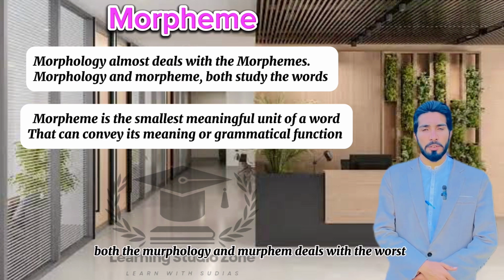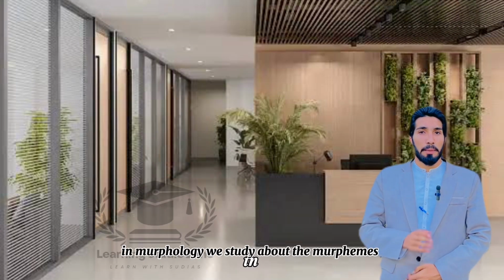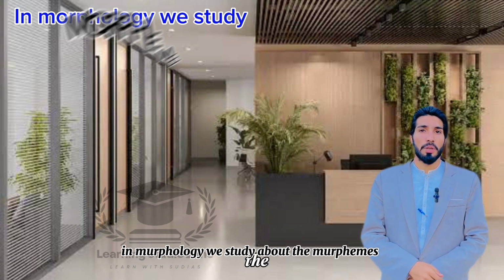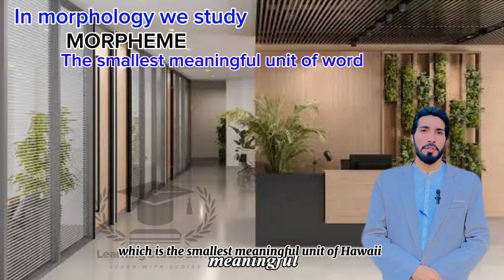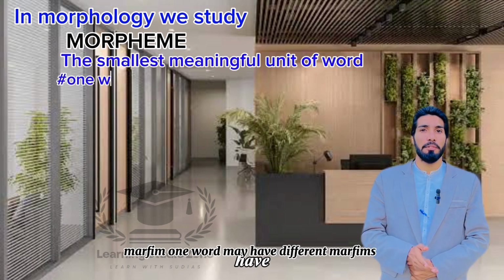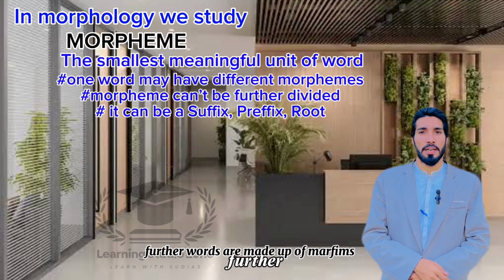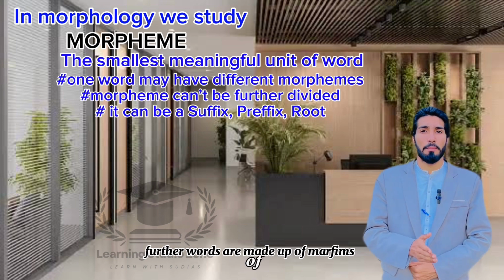So both morphology and morpheme deal with words. Let's know about the morpheme briefly. In morphology, we study the morphemes, which are the smallest meaningful units of a word. One word may have different morphemes. A morpheme can't be divided further. Words are made up of morphemes.